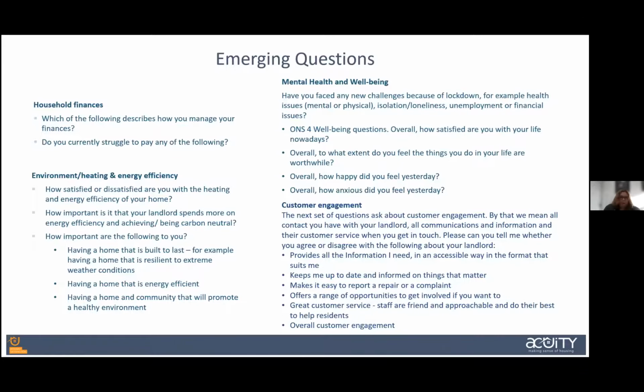Mental health and well-being, we're seeing more of those. Just checking on residents. I've put in there the 4 ONS ones, which are not great, but they're still used, and you can actually benchmark that data. So I do think there's room there for some really good questions, if it's about understanding services and support. And then customer engagement.